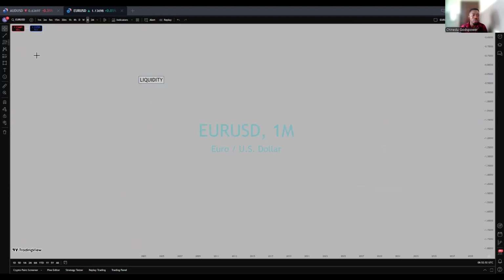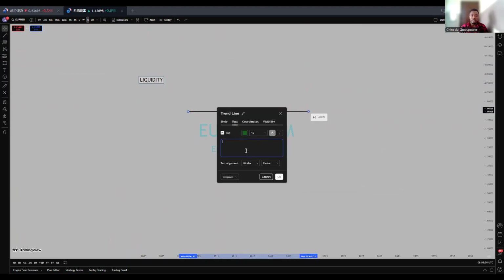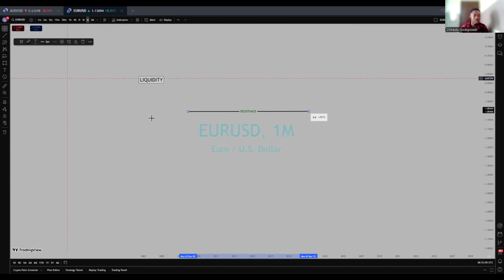What do you know about liquidity? Liquidity is basically support and resistance, and the orders sitting and resting above and below them. So now this is a resistance level, and this is the support level.